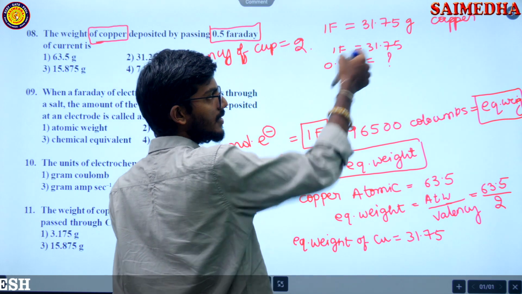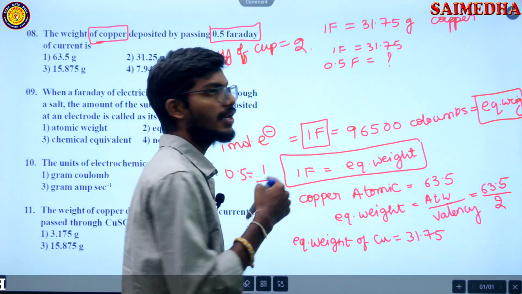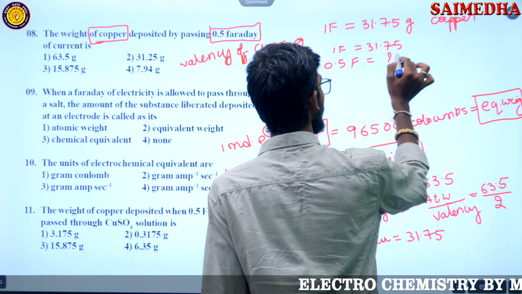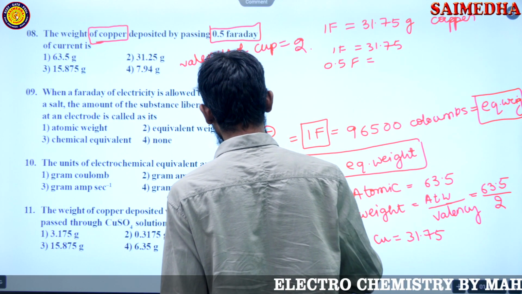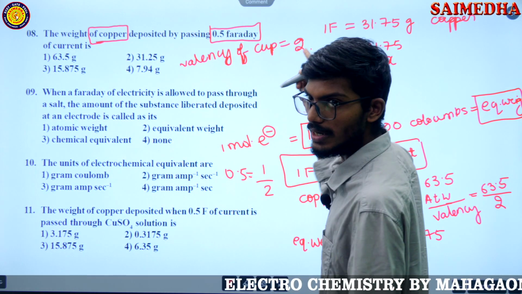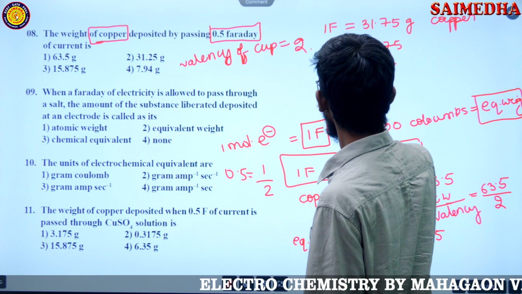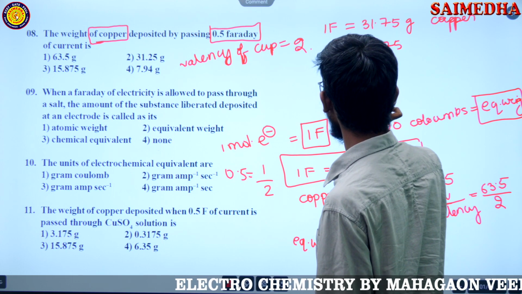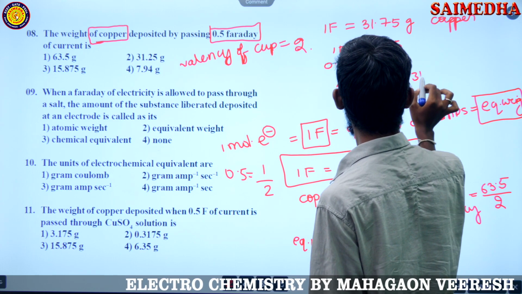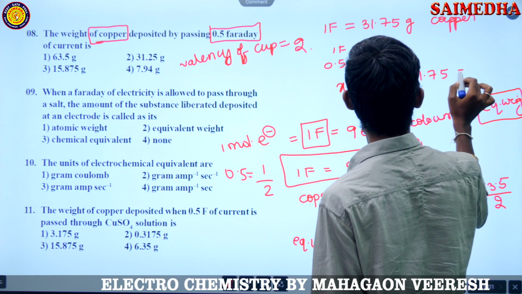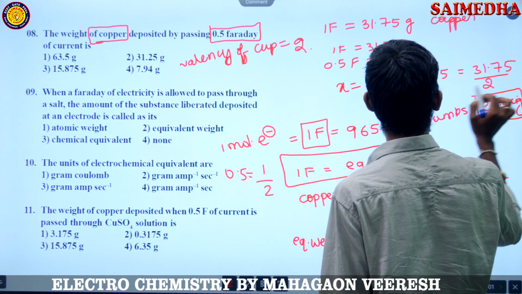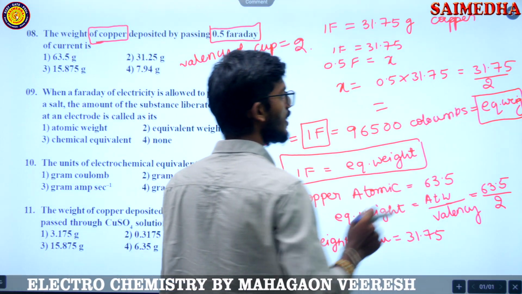So 1 Faraday is giving 31.75. Then 0.5 will give you how much? 0.5 is 1 by 2, so divide by 2. That's it. Or else you can calculate by cross multiplication. X into 1 equals 0.5 into 31.75, which is equal to 31.75 divided by 2, and which is equal to how much?